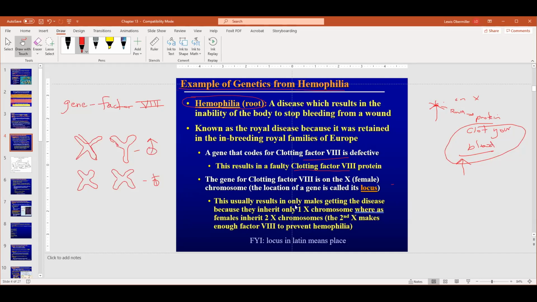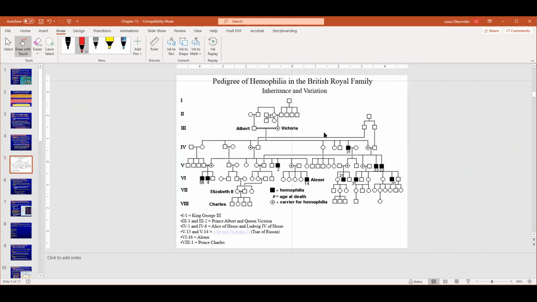All right, so there's a term right here that I want you guys to know. It's called the locus, and it's actually short for location. So the location of the gene on the chromosome is called the locus. So the specific place where that's located. Does that make sense? Yes. Okay, cool.